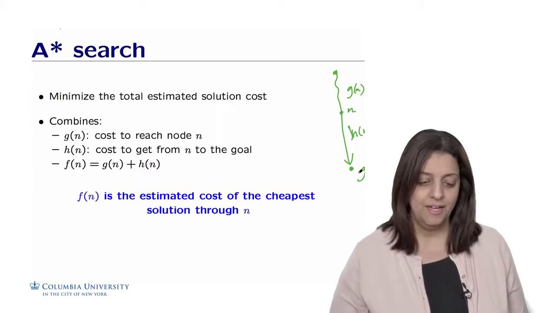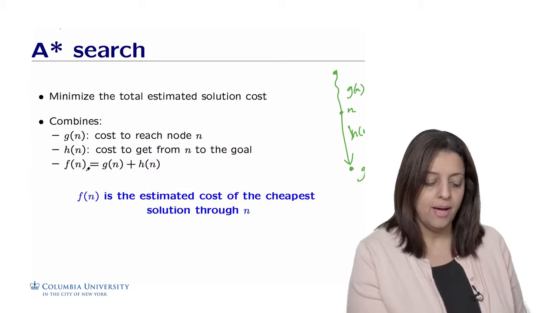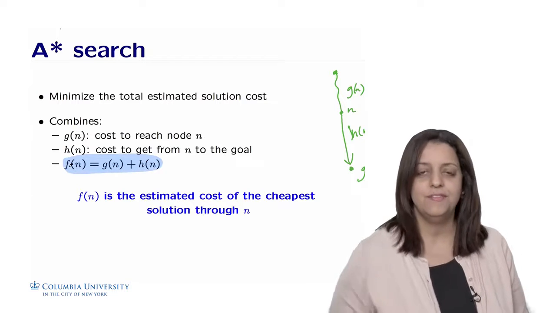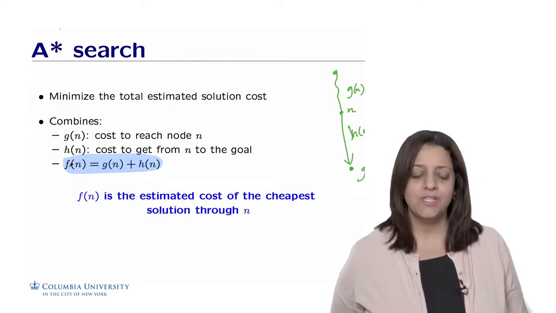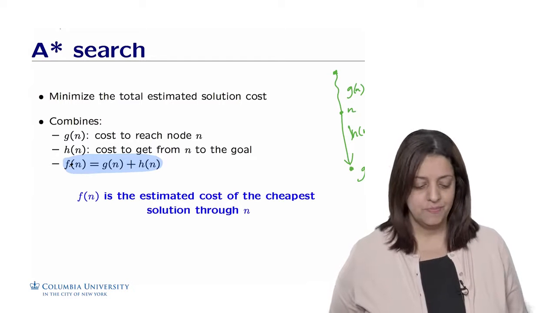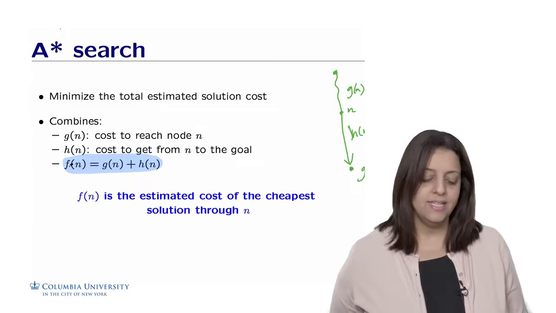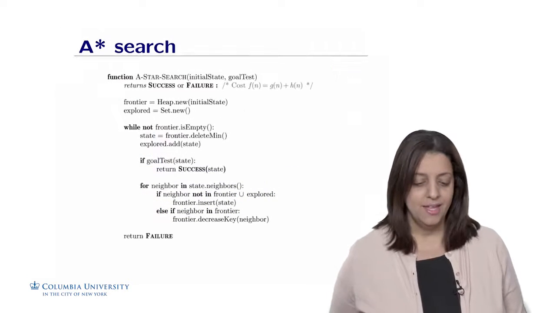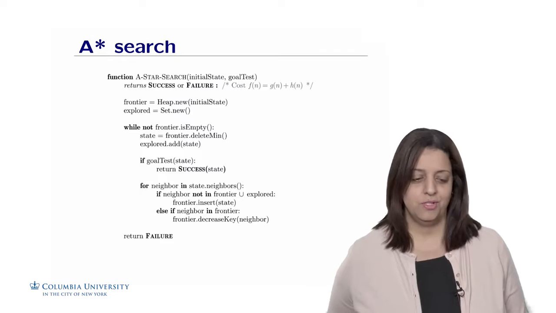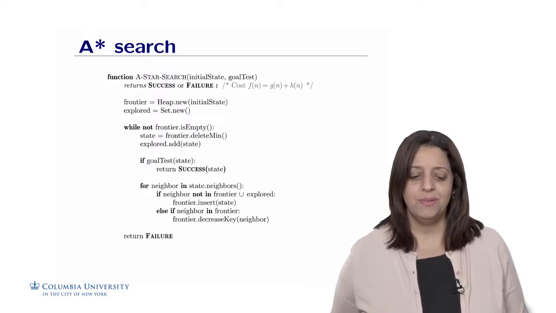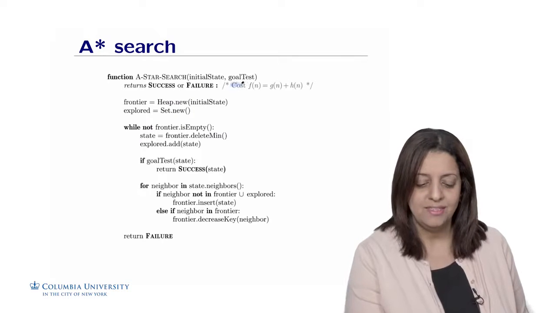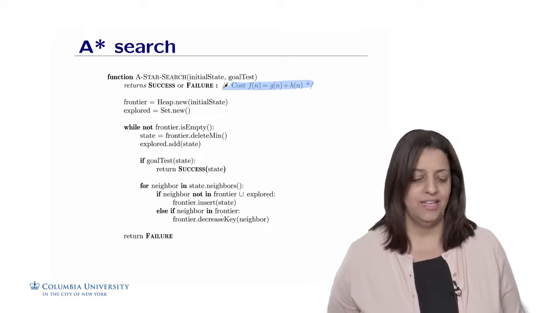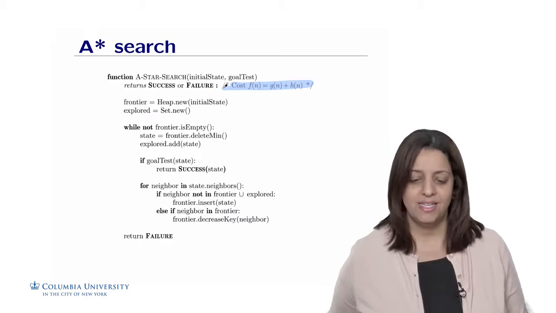So the idea of A-star is simply to combine g of n and h of n to get the function f of n, which will be used as the cost to conduct the search. So f of n is the estimated cost of the cheapest solution through the node n. The algorithm is very similar to uniform cost search and greedy search, except for one detail, which is that now we are using a cost that is combining g of n and h of n. Otherwise, everything else remains unchanged.